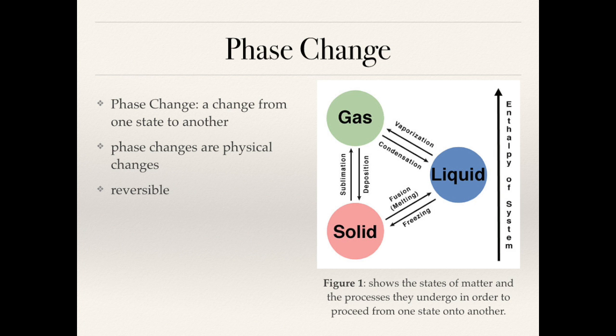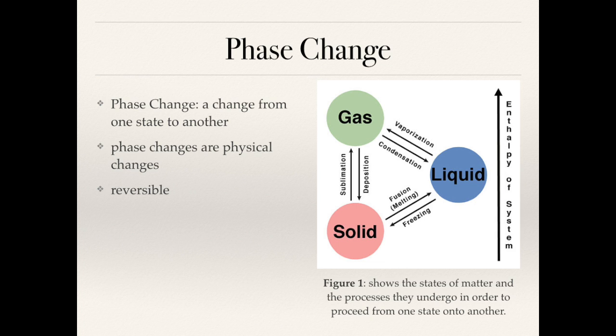Phase change is a change from one state of matter, either a solid, liquid, or gas, to another. Phase changes are physical changes because they only affect the physical appearance, not the chemical makeup. A phase change can be reversible.